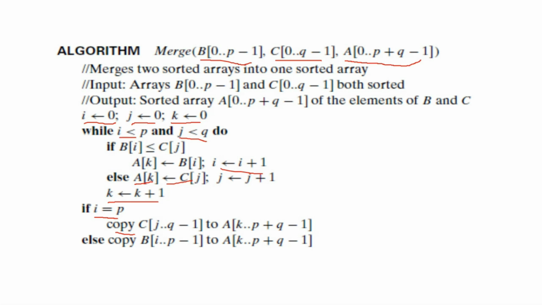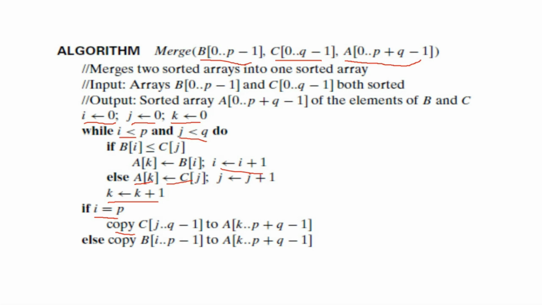Next, we should check whether one of the arrays is empty or not. So we are looking for whether the array B is empty. So when do you know that the array B is empty? When the value of I equals the value P. Why? B starts from index 0 to P minus 1. When it is at P, that means all the elements have been copied from the array B.